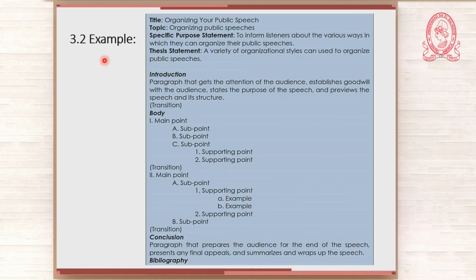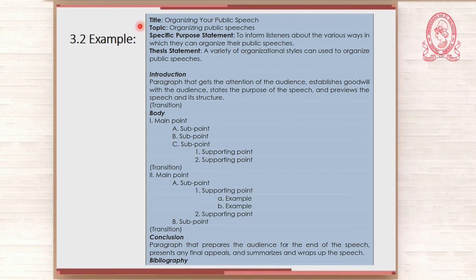Here is a complete example. Don't panic, okay? This is just an example. So this image is just to give an idea of how it looks. So when you write and you finish your outline, it will be like this. So you will have a title. In this case, you have organizing your public speech. You have a specific topic.